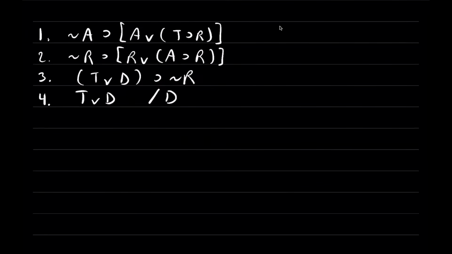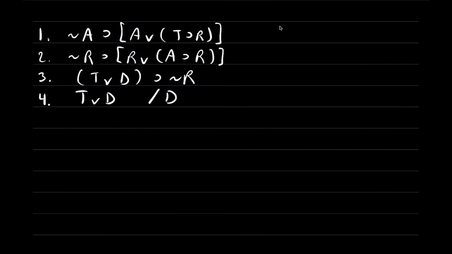We have 4 premises. Line 1 says that if not A, then that entire bracketed expression on the right. Line 2 says if not R, then that entire bracketed expression on the right. Don't worry about what those are yet. Line 3 says that if T or D, then not R. Line 4 says T or D is actually the case, and we're trying to show that D follows from that.